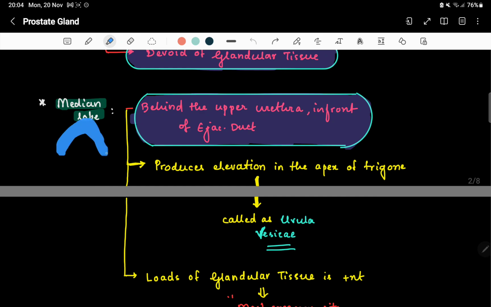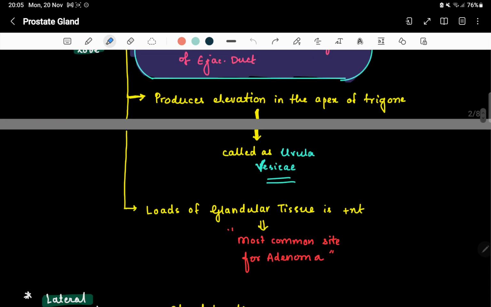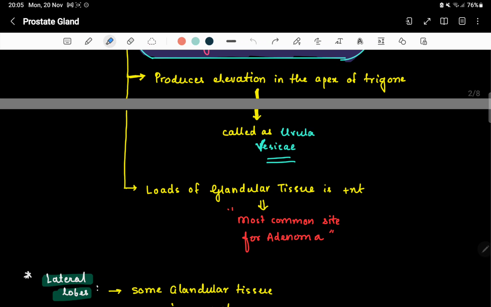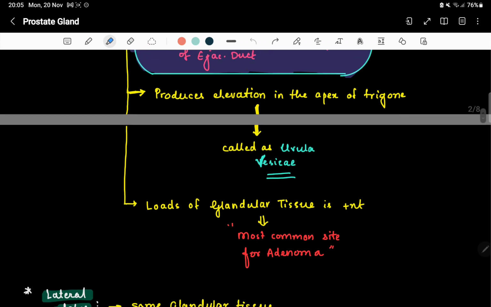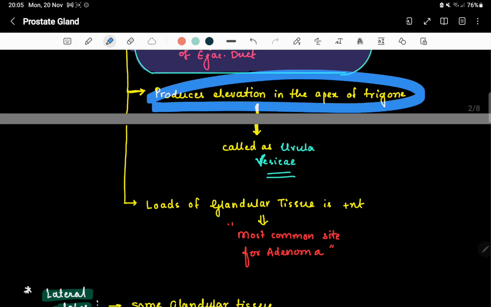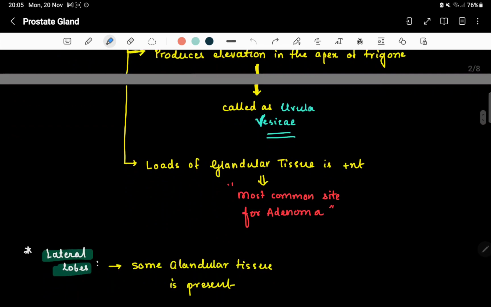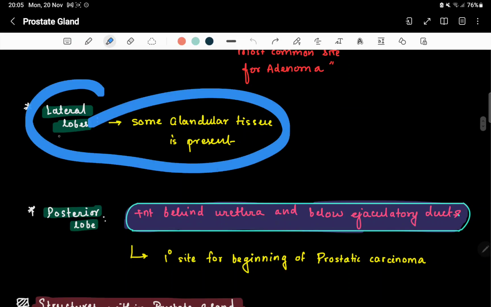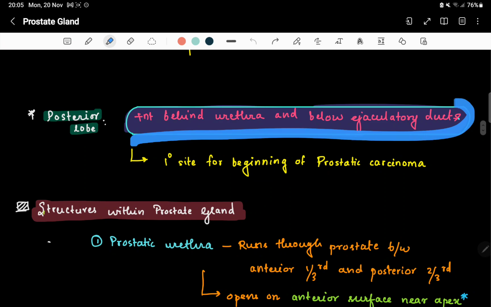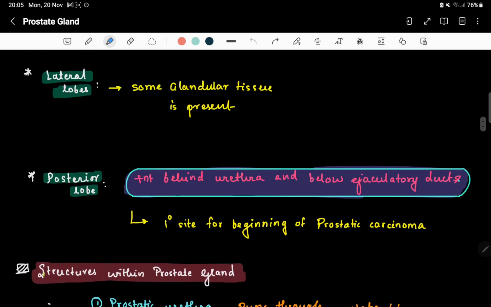We talked about the median lobe producing an elevation called the uvula vesicae. Remember, in the urinary bladder, while discussing the uvula vesicae, which was an elevation of the median lobe of the prostate gland, loads of glandular tissue is present. So it is the most common site for the adenoma. In the lateral lobes, some glandular tissue is also present. We have the posterior lobe that is present behind the urethra and below the ejaculatory ducts.